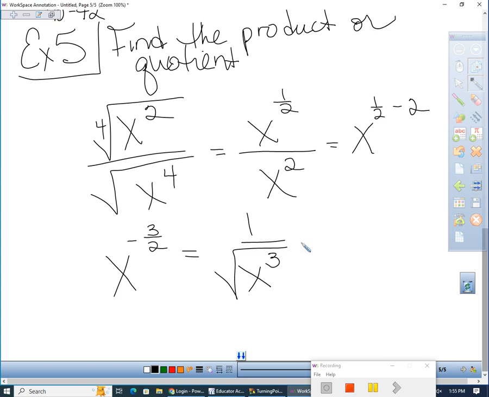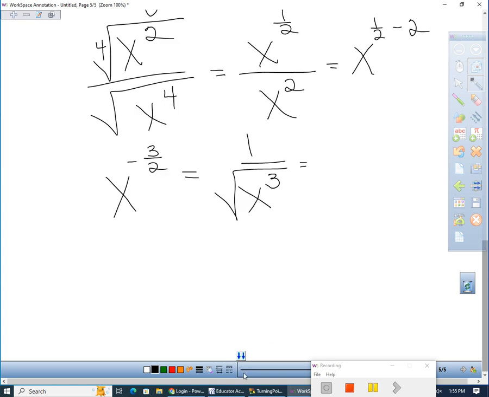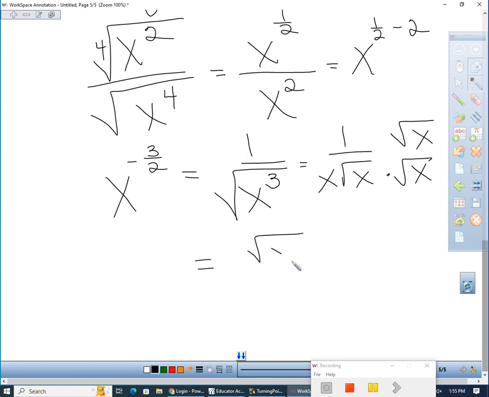Now what can I do to simplify that? Not yet. What can I do? Yeah, we can take out an x. So I have 1 over x square root x. Now what? Times by the square root of x to the top and the bottom. So we end up with the square root of x over x to the second. Very good.